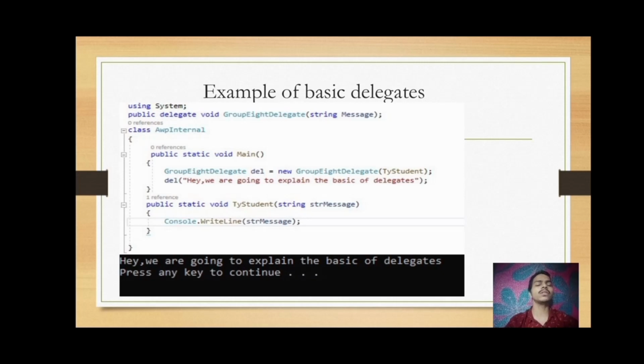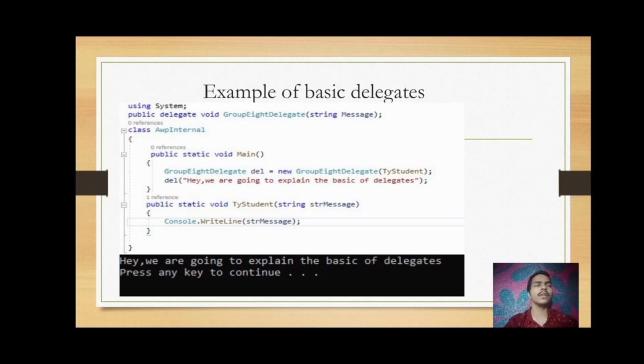For pointing to the function, you have to create an object of the delegate. Inside the Main method, we created an object of the delegate, which is del, and to the object we have passed a string, which is: "Hey, we are going to explain the basics of delegates." So this delegate points to the Student function, and this string will be printed. I hope you have clearly understood whatever I said about delegates.